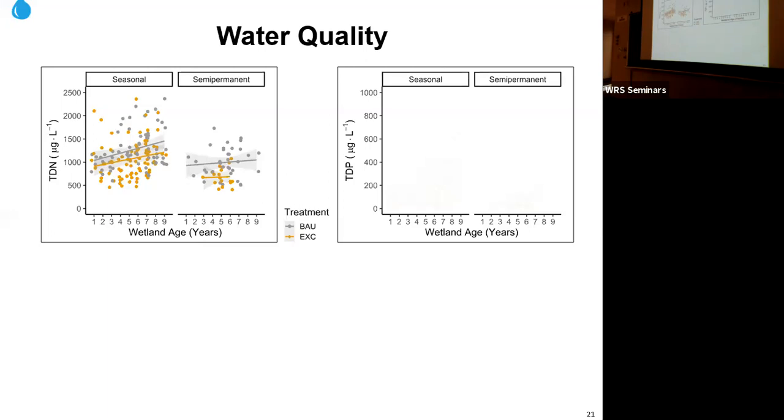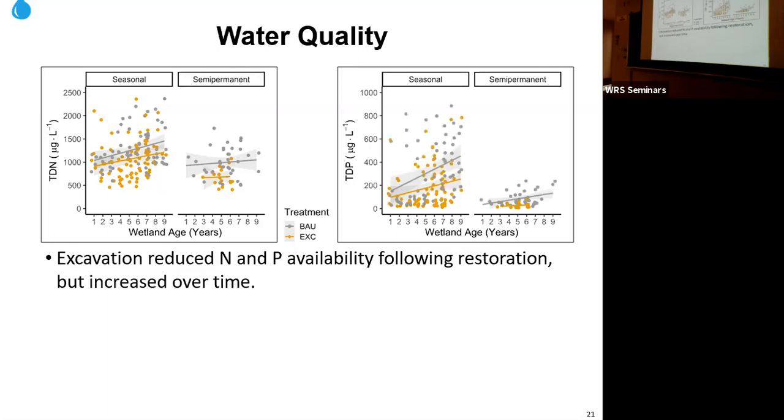So, here we have seasonal basins on the left-hand panel and semi-permanent basins on the right-hand panel. The y-axis is looking at total dissolved nutrients, so nitrogen and phosphorus. And what we can see is that excavation definitely reduced the nitrogen and phosphorus availability following restoration. And those nutrient concentrations did tend to increase over time. But that's, again, something that we might expect in just a naturally occurring wetland because they're holding on to nutrients. They're keeping them in the basin.